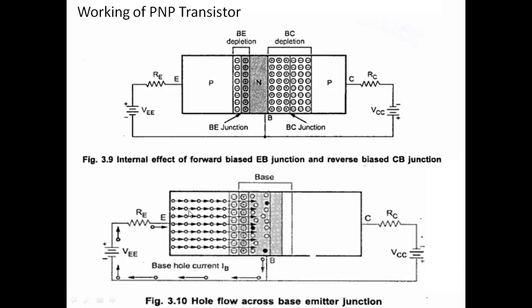The majority charge carriers are the holes. See here, these holes are represented as small circles. You applied the positive terminal here. So positive and positive repel, since holes are positive charge carriers, and due to that more number of holes will try to cross this depletion region and enter into the base region. They cross the depletion layer and enter the base region.